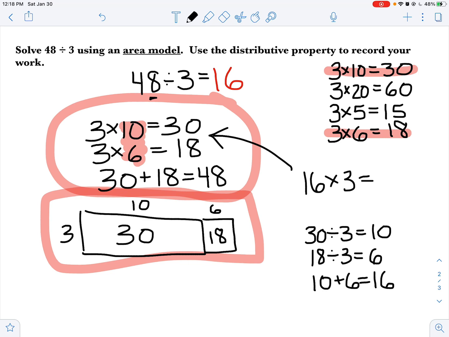Go ahead and give it a try for yourself. Remember, this is not an acceptable area model. You must show me how you broke it up within your distributive property work. Good luck. Reach out.